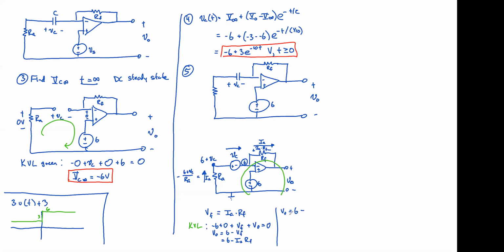My I sub A, I found out all the way over here, is equal to minus 6 plus VC all over R sub A, and that's multiplied by R sub F. So this gives me 6 plus RF over RA times 6 plus my V sub C. And what did we say our V sub C was from up on top? This complicated thing.